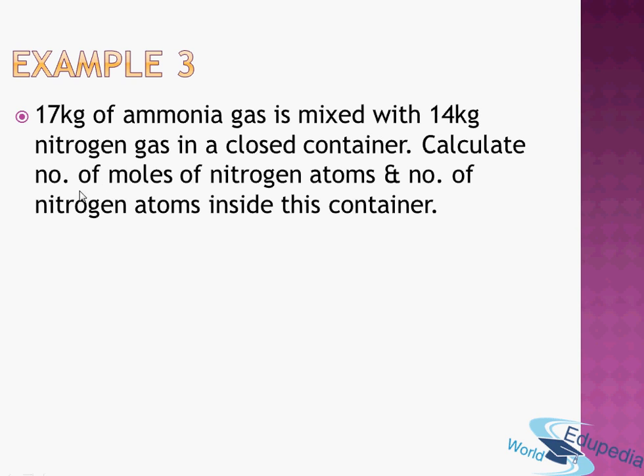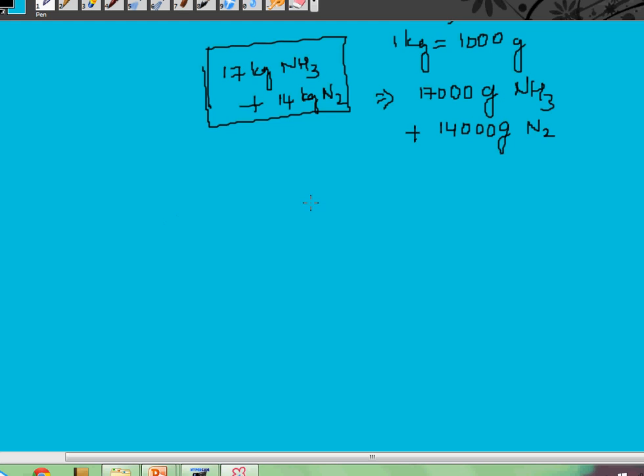Now you have to calculate number of moles of nitrogen atoms as well as number of nitrogen atoms inside this container. Okay, so you have to calculate two different things. First you have to calculate total number of moles of nitrogen atoms, and in the second part you have to calculate number of nitrogen atoms. So you have mass and you have to calculate moles. So how do we do that?